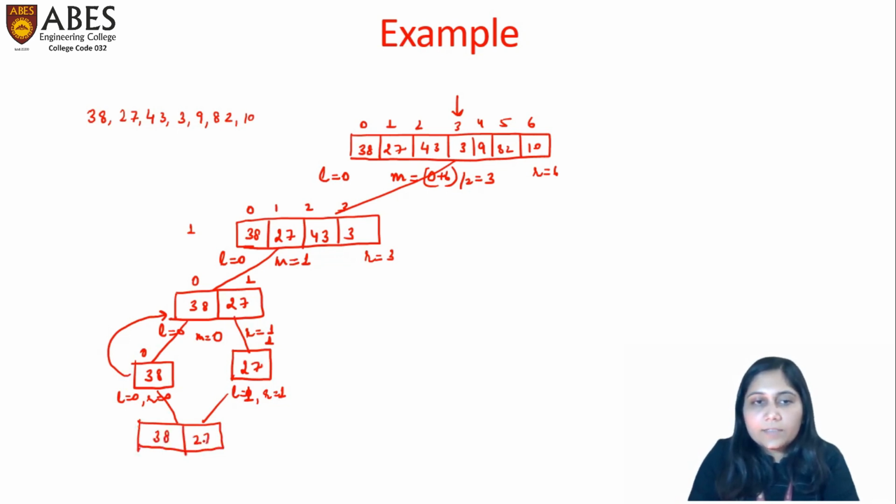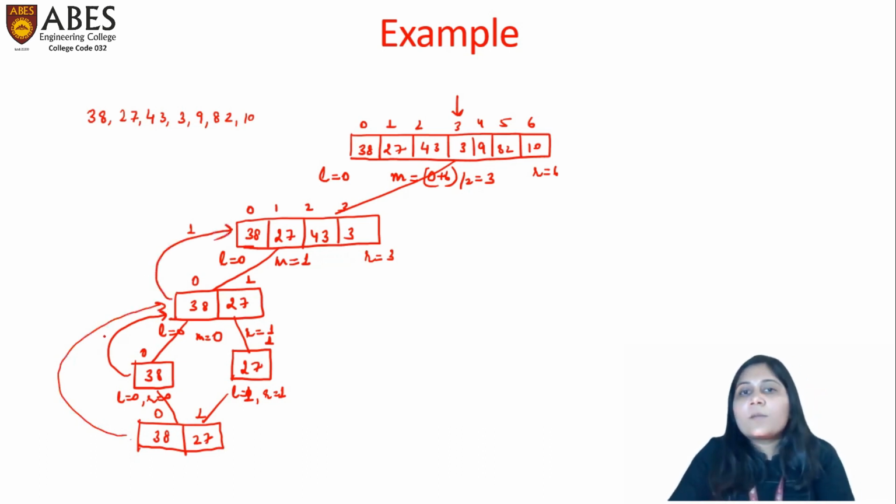38 and 27. It is 0 and 1. The process is completed. Again, we will move forward. So we have come from here and then we have to go here. This entire process is complete. So the pointer will backtrack, because the left side is completed. The left function is completed for this one.